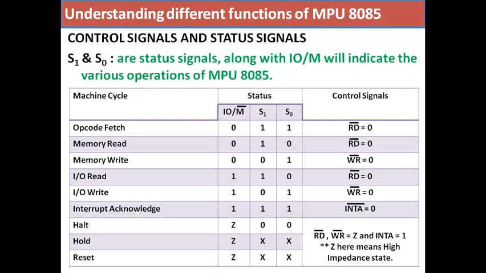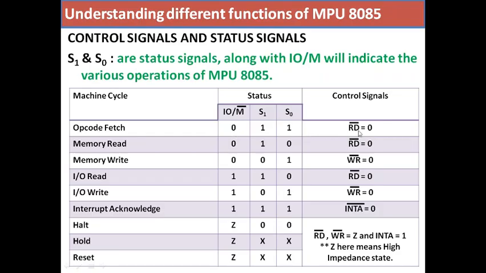Now we can see the control signals and the status signals together. S1 and S0 are again two status signals which, when used along with IO/M, indicate the various operations of microprocessor 8085. Now on the left hand side we can see the machine cycle types. We have the status signals, we have the control signals. Now when the microprocessor is in the opcode fetch mode, obviously the operational code is available in the memory, so it will be working with memory, hence this particular terminal is low.